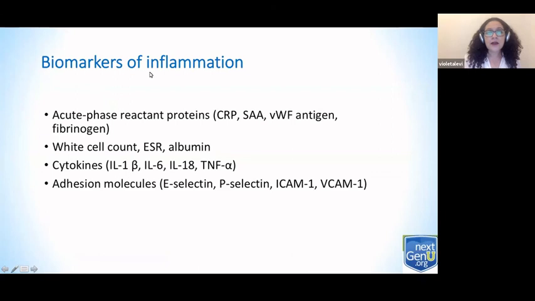There are certain biomarkers of inflammation, acute phase reactant proteins that we can find in blood samples and in the white cell count, and cytokines like interleukins and tumor necrosis factor and other adhesion molecules such as p-selectin and others. And these are important to know because if we're searching for whether there is chronic inflammation in the body, we can order this kind of laboratory tests.